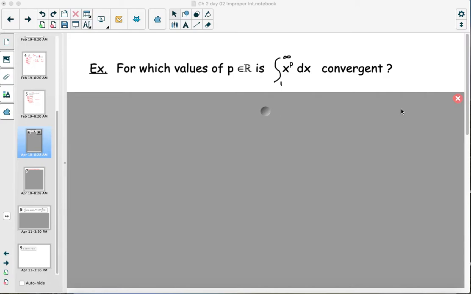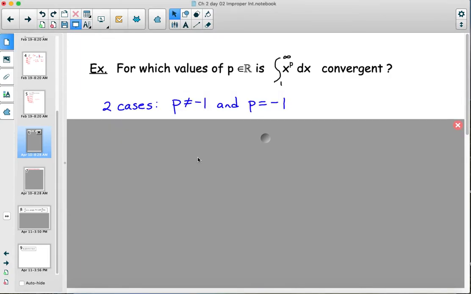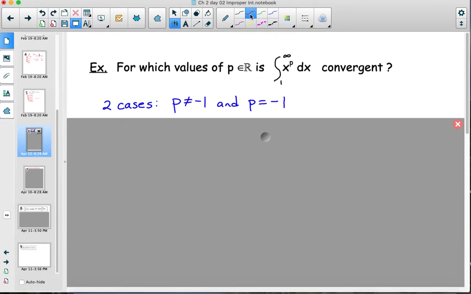Now that you're familiar with the general idea of an improper integral, let's generalize a little bit. Let's look at the integral from 1 to infinity of x to the p power. So I want to split this up into two cases: when p is equal to -1 and when p is not equal to -1. Remember one of the examples before, when p is equal to -1, we're looking at the integral from 1 to infinity of 1 over x dx, and we learned that that diverged. So we want to consider the other cases when p is not equal to -1.